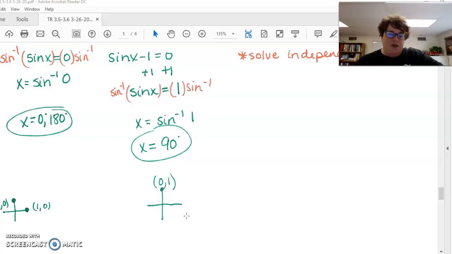So take the inverse of both sides. Where is sine 0? So that's happening at 0 and 180. Where is sine 1? That's happening at 90. So again, it is absolutely vital that you know your special angles. Again, I can't say that enough.